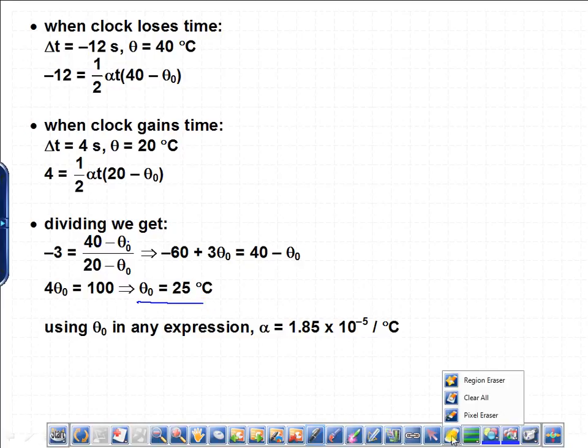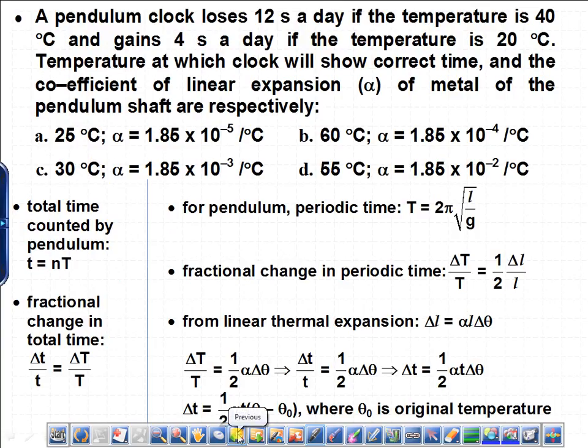Putting the value of theta 0 in any of the expressions, that is in this expression or in this expression, we get alpha as 1.85 into 10 raised to minus 5 per degree Celsius. So the correct option in this case is option A.